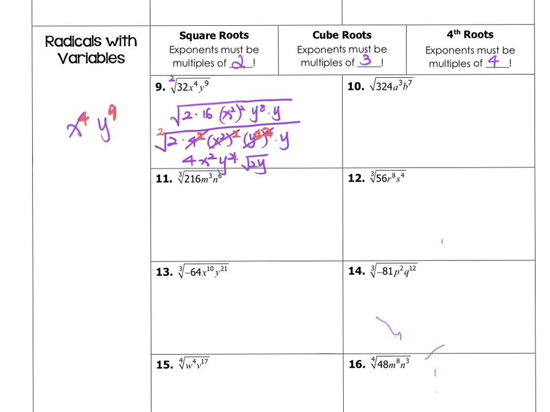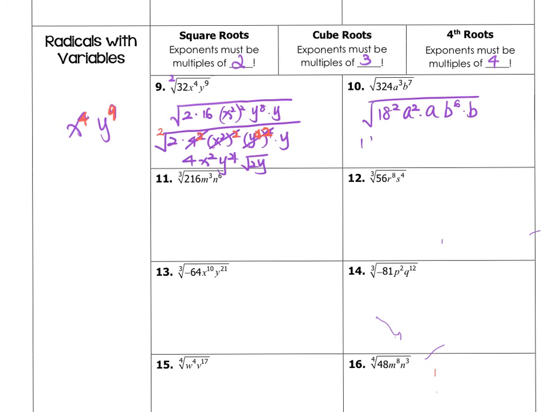Number 10, 324 a cubed and b raised to the 7th power. So I know 324, if I use my calculator, is actually 18 squared. So I'm going to rewrite that. Now a raised to the power of 3, a cubed, I have a squared there times another a. And then b raised to the 7th, I'm going to look at b raised to the 6th because I want it to be a square, right? And then I add another b, so now I have b raised to the 7th power.